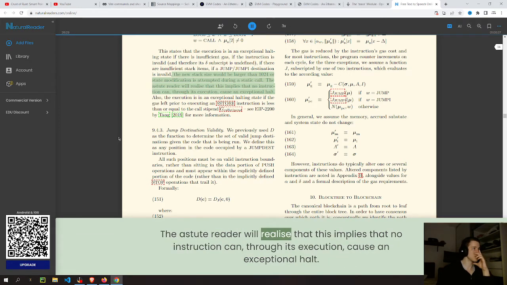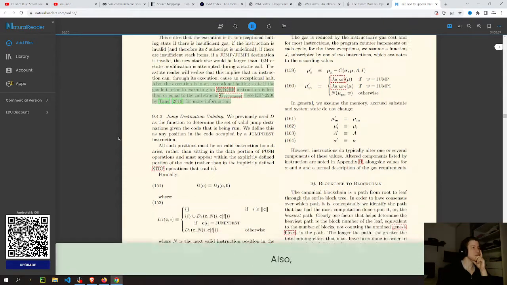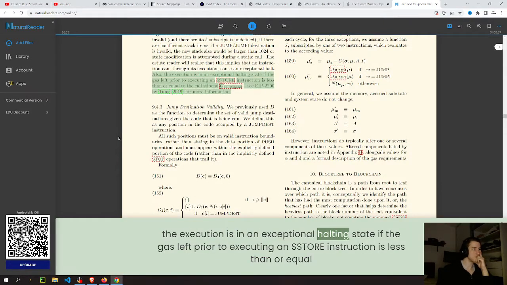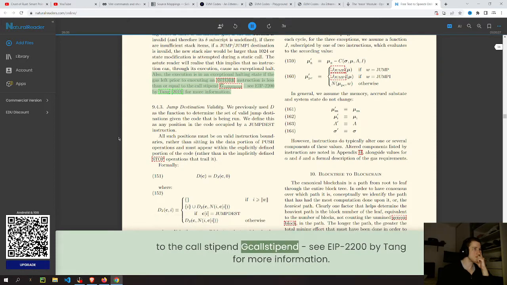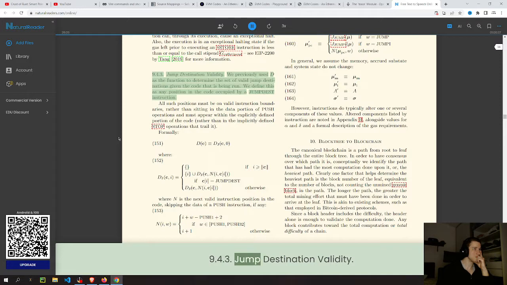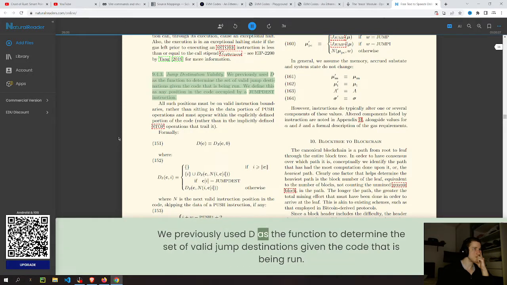The astute reader will realize that this implies that no instruction can, through its execution, cause an exceptional halt. Also, the execution is in an exceptional halting state if the gas left prior to executing an store instruction is less than or equal to the call stipend. See EIP 2200 by Tang for more information. 9.4.3 Jump destination validity. We previously used D as the function to determine the set of valid jump destinations given the code that is being run.